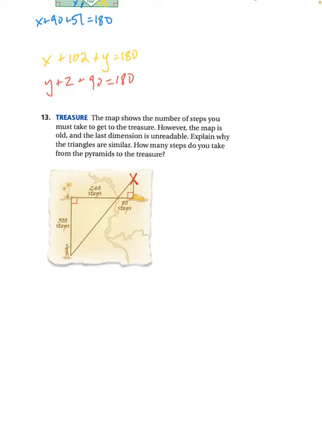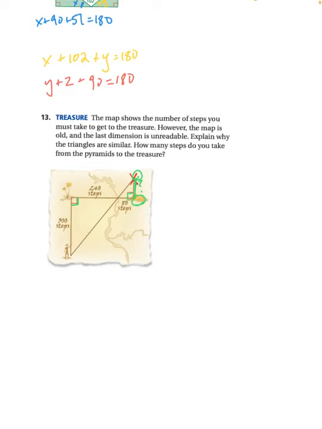All right, this next problem, number 13, we have this treasure map, and it shows the number of steps you must take to get to the treasure, but this last dimension right here is unreadable. That tells us how many steps to get from the pyramid to the treasure. So this is the dimension that we are solving for. First we need to see, are these triangles similar? And we can prove that by showing that two of the angles are congruent.